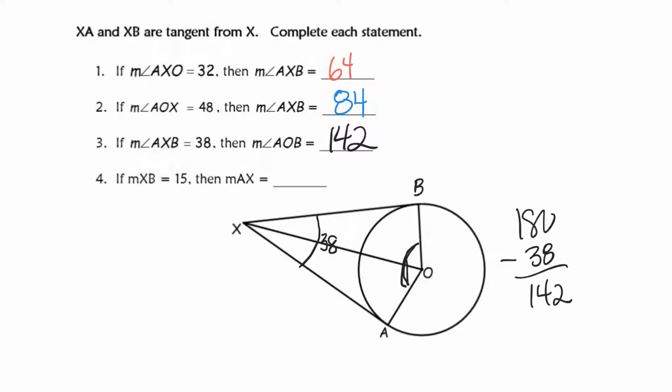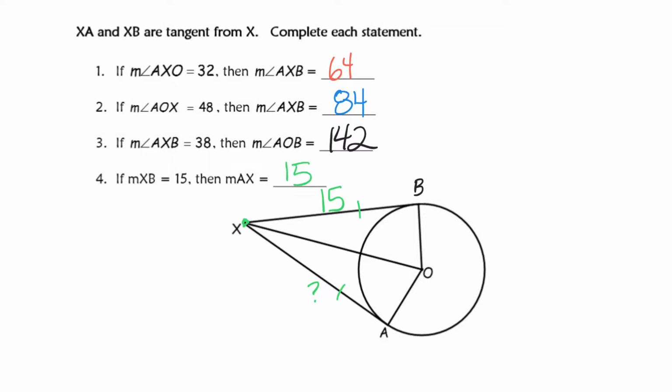All right, last one. Again, I'm going to erase what I know. Okay, last one. It says if XB here is 15, then what is AX? So remember, the tangents outside of a circle coming from that same point have to be congruent. So we know AX has to be 15 as well.